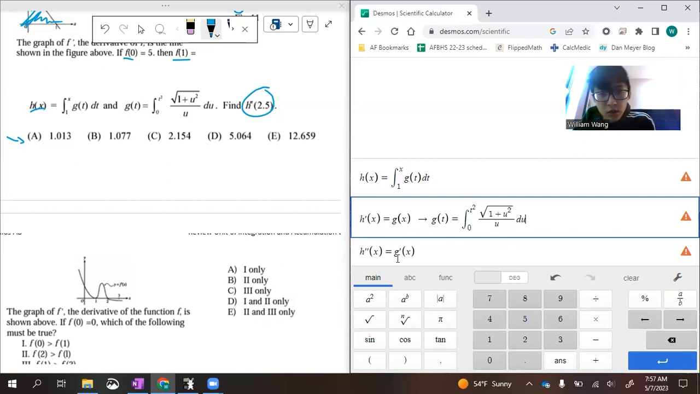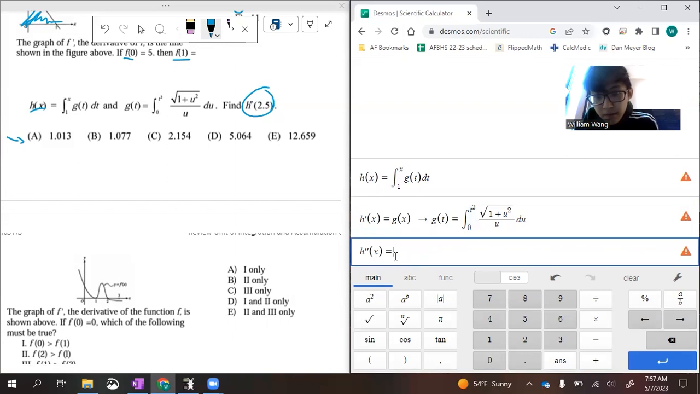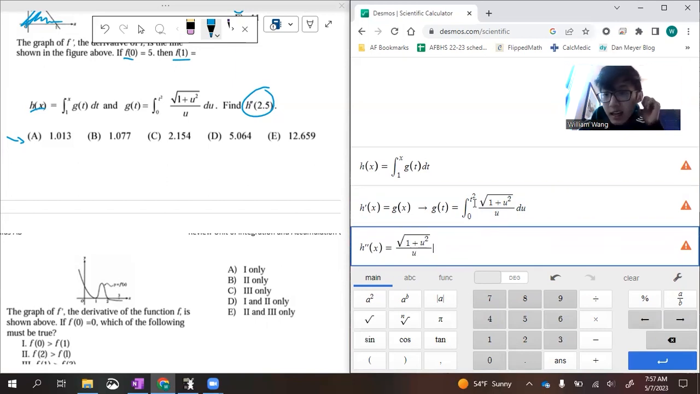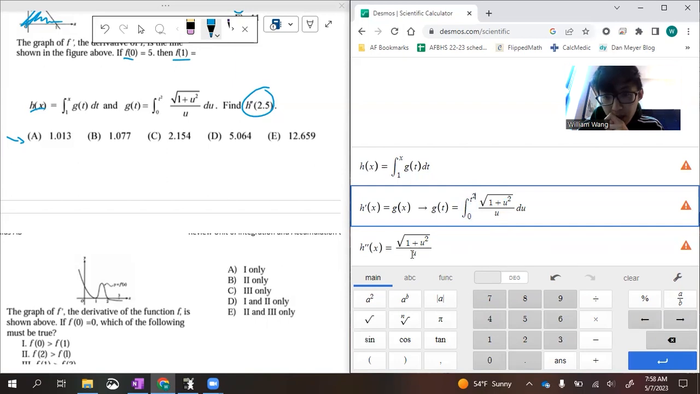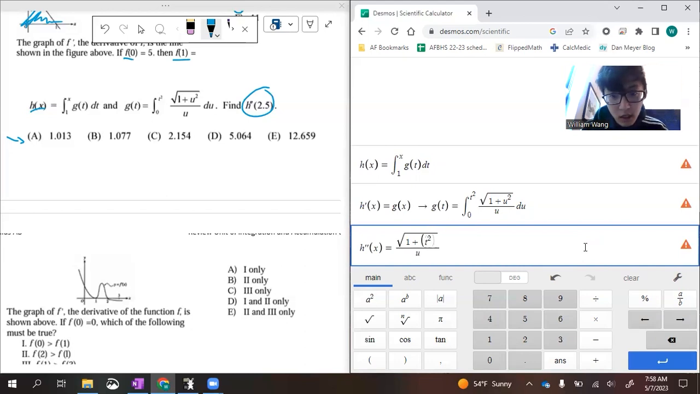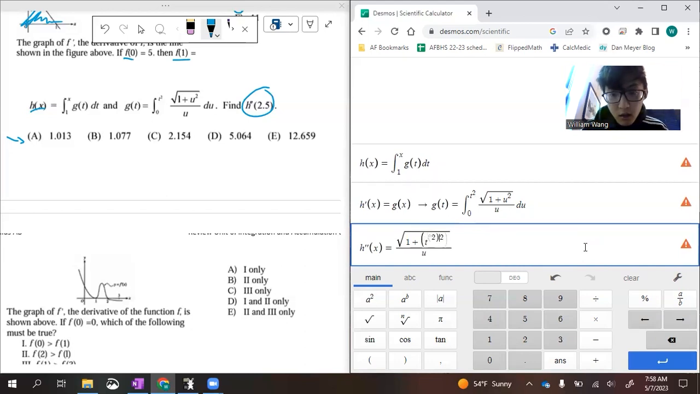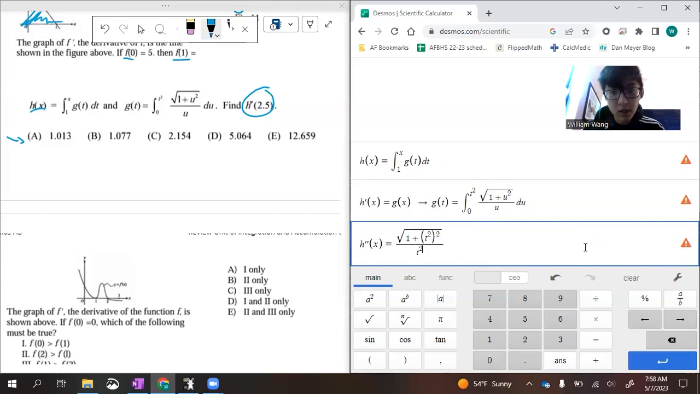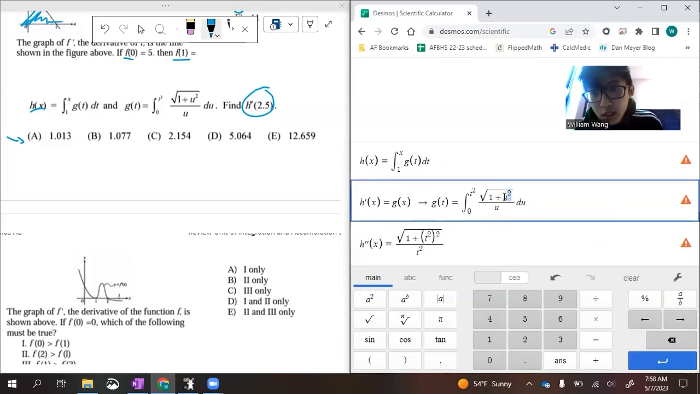All right. So g prime of x is actually the derivative of g, which means I can get rid of this integral. Well, to get rid of this integral, I would take my function and just take everything and replace it with my top, t squared. So it's actually going to be 1 over the square root of 1 plus t squared, that whole thing squared, all over t squared. So I replaced all my u's with t squared.